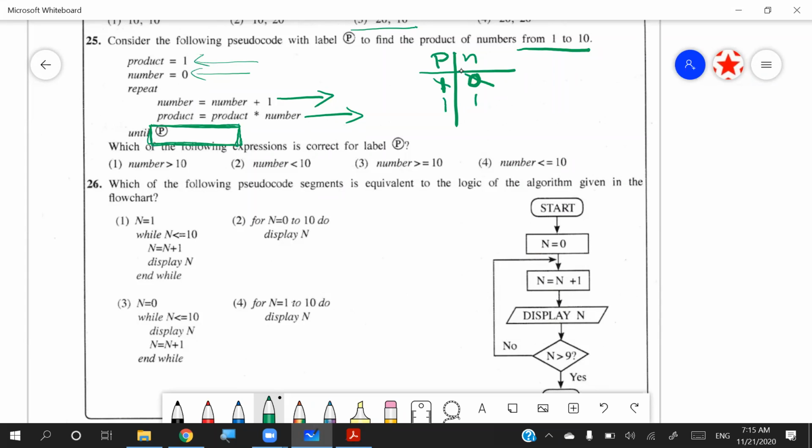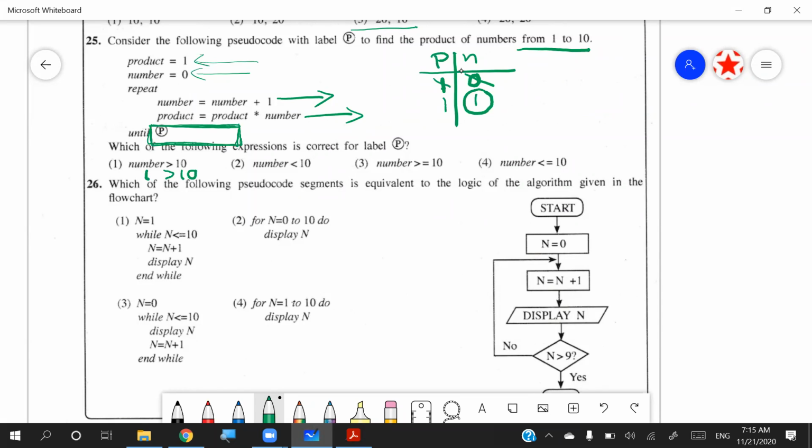In the condition, it says number larger than 10. Now number means this, which is 1. 1 larger than 10 is a false one, right? So 1 larger than 10 is false. A false type of condition should be there because it is the repeat until structure. So the first one can be considered as an answer.